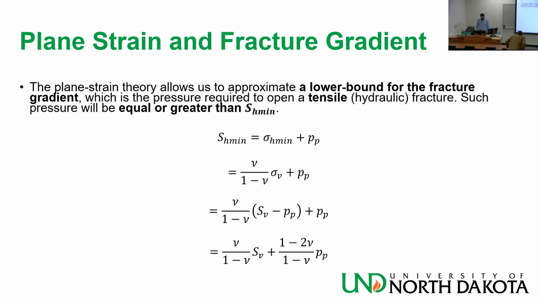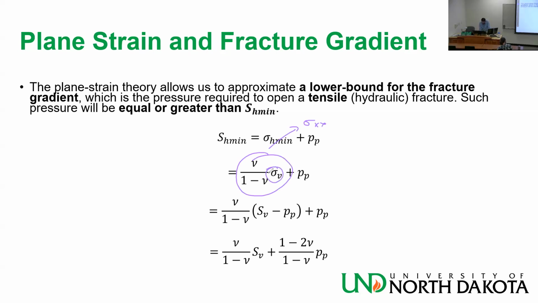So yeah, this is a nice expression for SH mean, if you have normal or strike-slip faulting. And I think you understand how you get the first line. SH mean is sigma H mean plus pore pressure. Then basically imagine that this is sigma XX from the previous slide. You replace it with this.